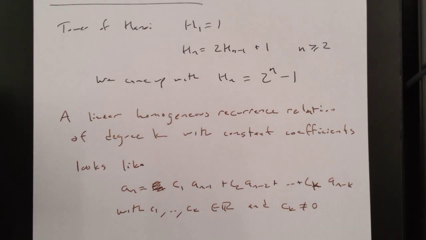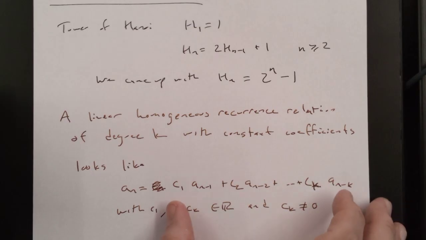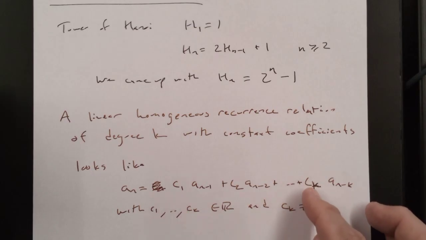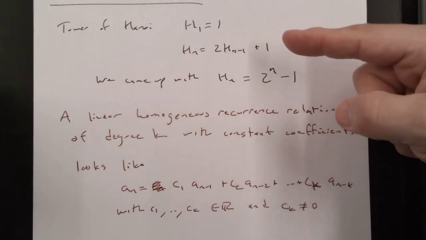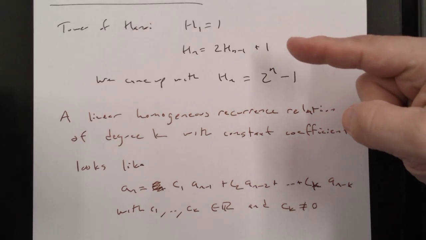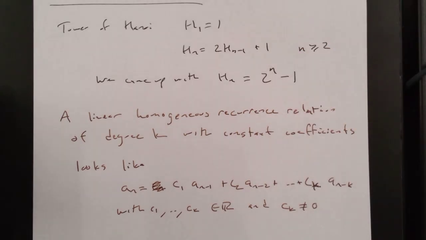Degree k means I have to go back k steps. To get a_n, I need a_{n-1}, a_{n-2}, a_{n-3}, a_{n-4}, all the way to a_{n-k}. So our degree k idea is how far back we have to look to get the number we want. In this example up here, this is a depth 1 recursion. Our Fibonacci recurrence was depth 2. I need to go to n minus 1 and n minus 2 to get a_n.